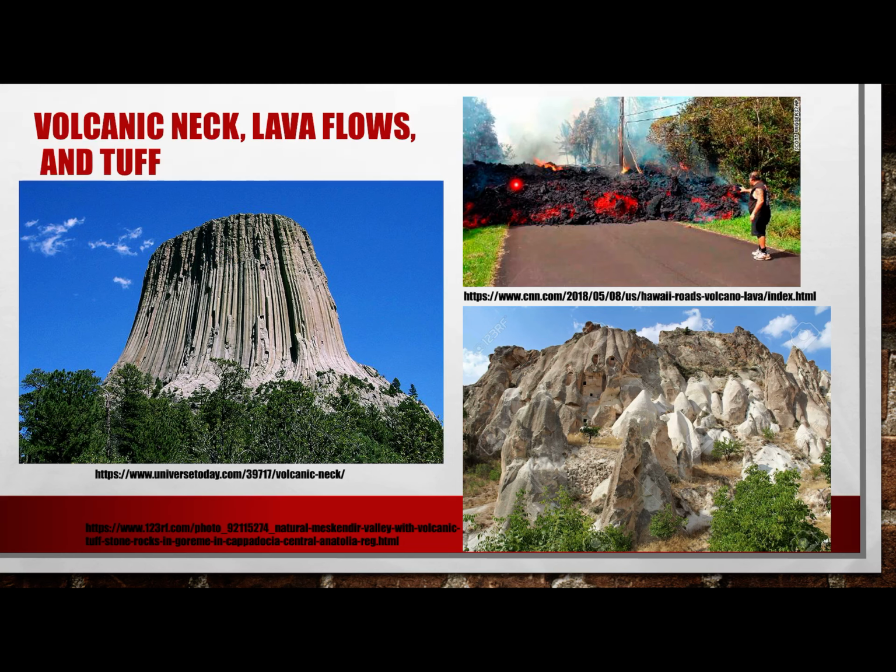Over here, we've got a lava flow. If this was on a large scale, we could be looking at a lava plateau, which is when it covers a very large area. This is an example of an extrusion. We looked at intrusions before. And down here, this is tuff. This is the large deposit of ash that is built up after a volcanic eruption.